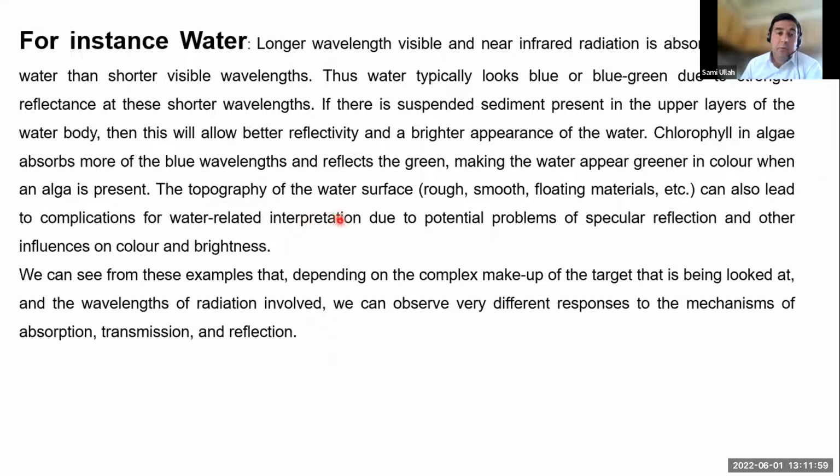The topography of the water, like rough, smooth, or floating material, can also lead to complications for water-related interpretation due to the potential problem of specular reflection and other influences on the color and brightness. So we can also see from these examples that depending on the complex makeup of the target that is being looked at and the wavelength of radiation involved, we can observe very different responses to the mechanisms of absorption, transmission, and reflection.